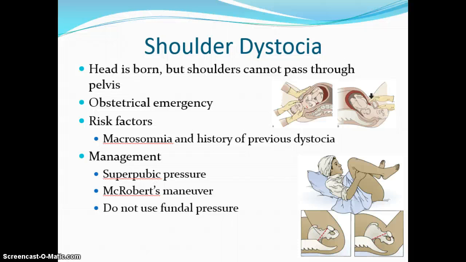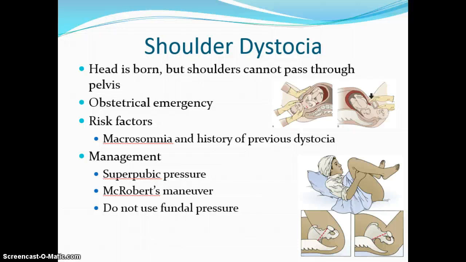Shoulder dystocia is a very common maternal problem. If you look at figure 19-13 and 19-14, you can see additional information and photos. With a shoulder dystocia, what is occurring is that the head is delivered, but then as you can see in this picture, the shoulder does not pass through. This is an obstetric emergency because if the baby were to get stuck in this position, you would end up having fetal demise. So risk factors: macrosomia, meaning a large baby, and then also history of previous shoulder dystocia.